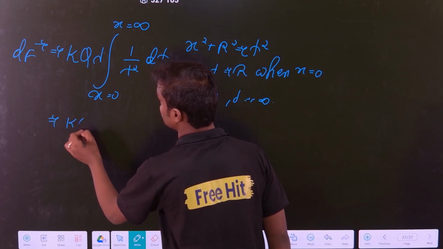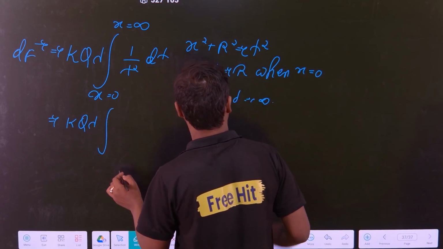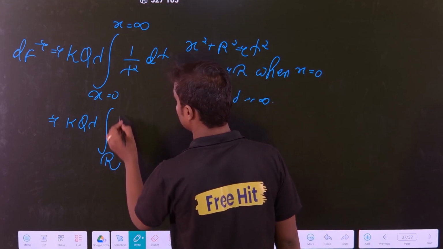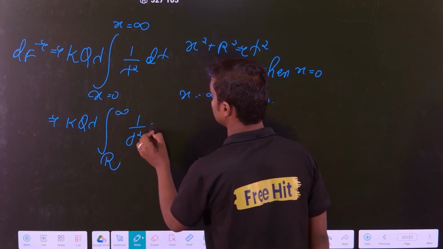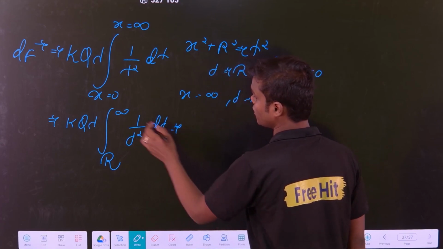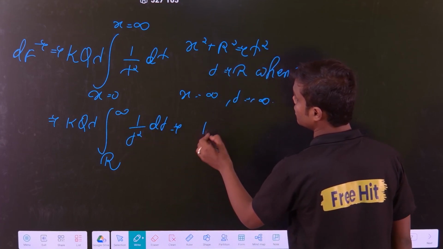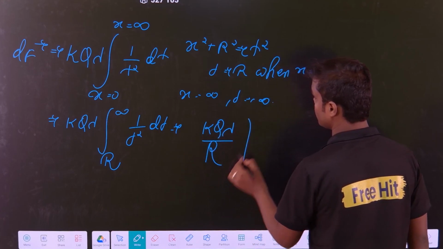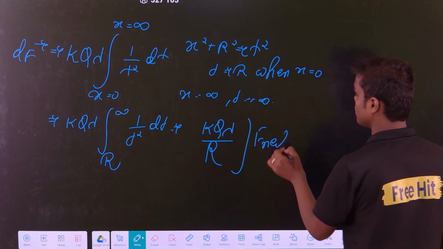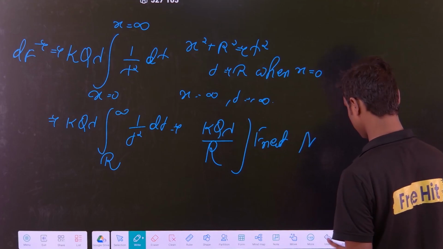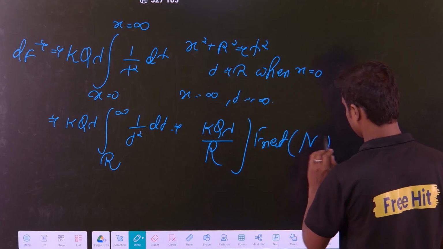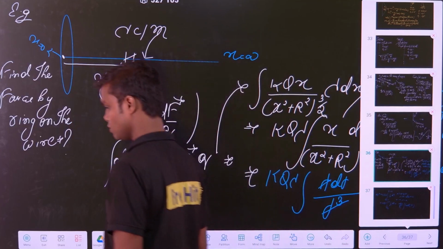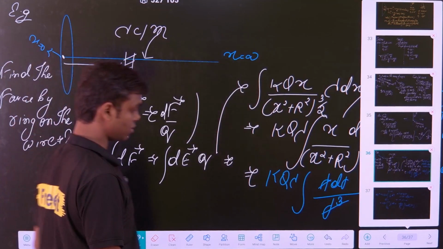I will get k q lambda, integral from r to infinity of 1 upon t square dt. So you will get the value as minus 1 upon t, and when you integrate, you will get k q lambda upon r. That is my F net. Clear? Newton. Clear? So this is how we approach this type of questions.